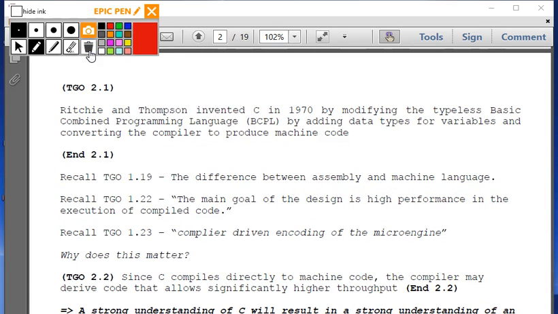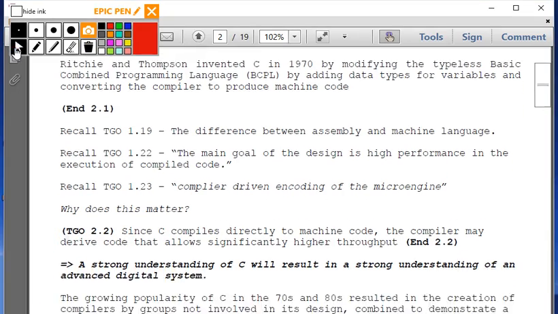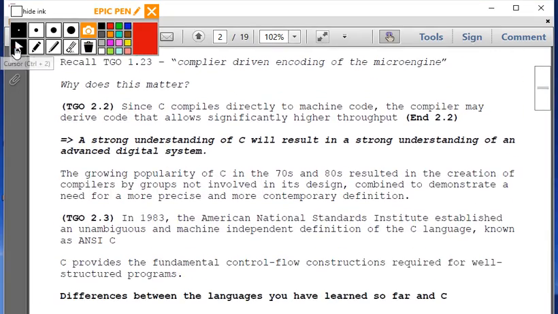And so, let me go past 2.1 here. 2.2, since C compiles directly to machine code, the compiler may derive code that allows significantly higher throughput. So that's 2.2. And then, as I've just said, a strong understanding of C will result in a stronger understanding of an advanced digital system. So let me scroll up past 2.1, go to 2.2 here.